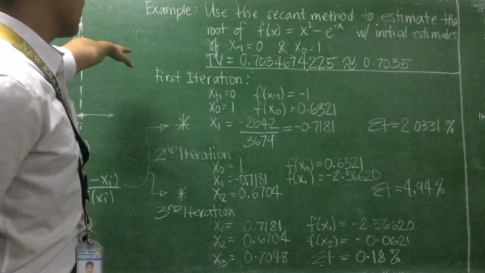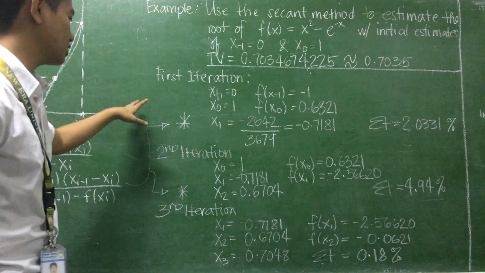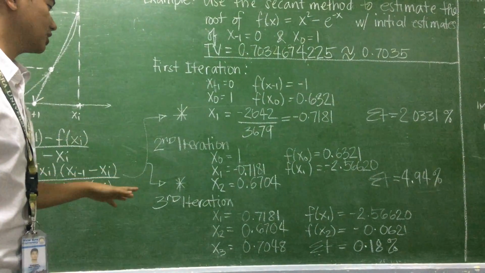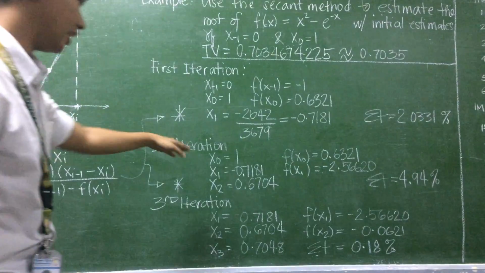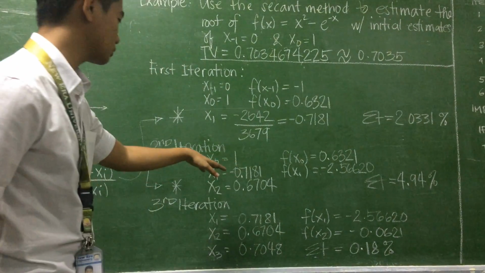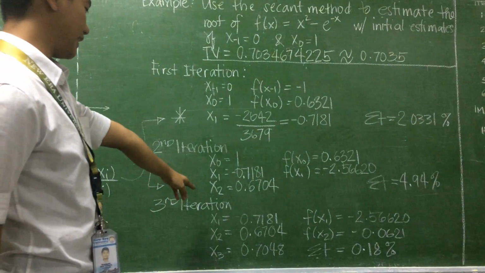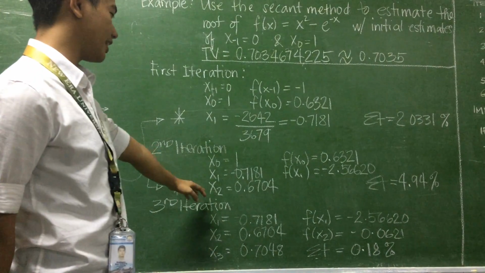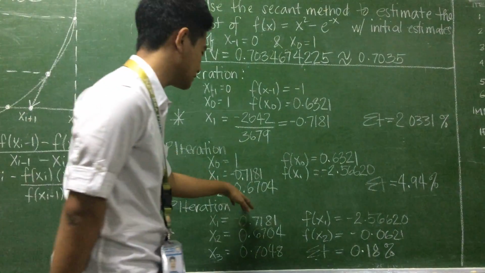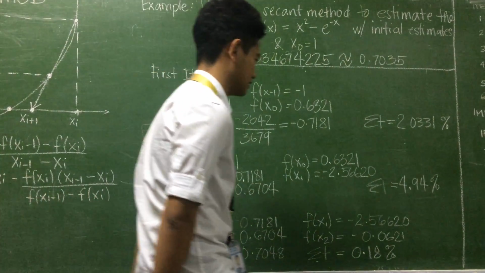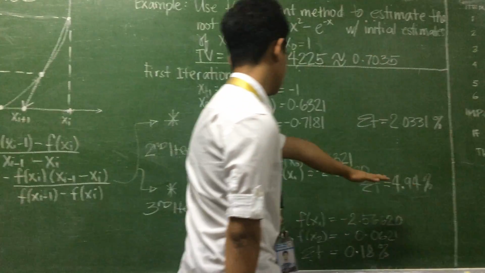Now, we can observe that opposite signs are observed in the values. So we will use the values in the first iteration in doing the second iteration. x naught is equal to 1 and x1 is equal to negative 0.7181. Now we are going to get x sub 2 using the iterative method, which is equal to 0.6704. Now, the relative error is 4.94%.